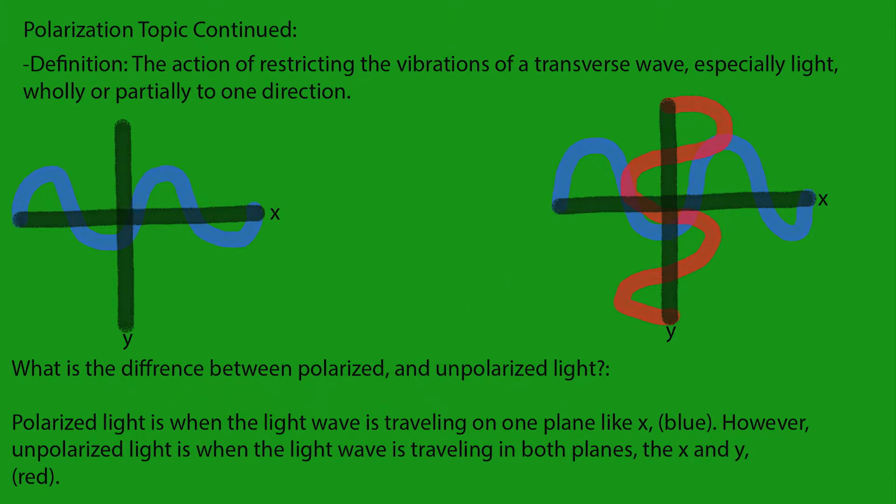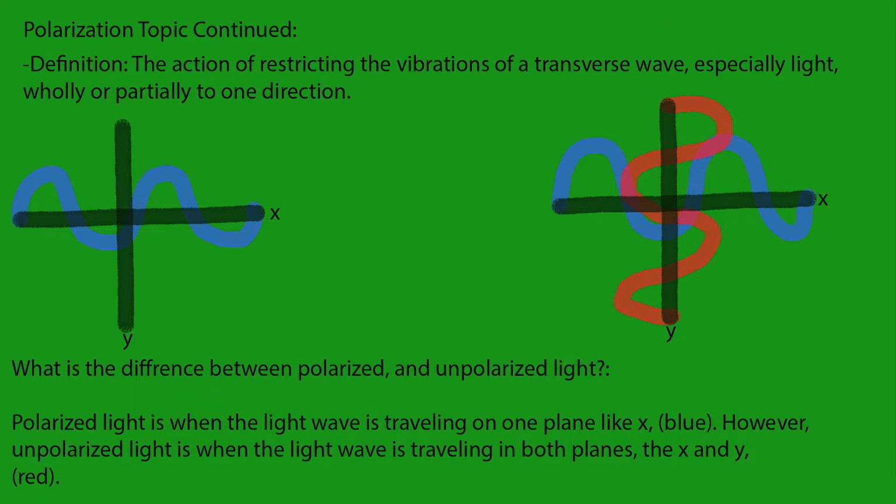The definition of polarization is the action of restricting the vibrations of a transverse wave, especially light, wholly or partially in one direction. As you can see from the planes I've drawn, I was trying to depict what polarized and unpolarized light looks like. Polarized light is to the left, and unpolarized light is to the right. Now, blue is the sound wave traveling on the x-axis, and red is the sound wave traveling on the y-axis.